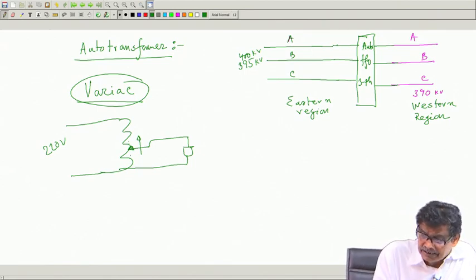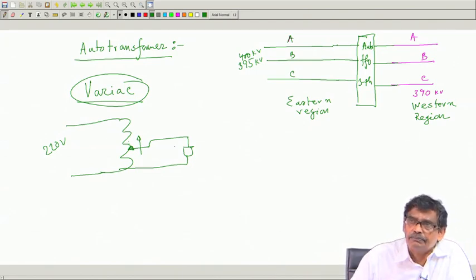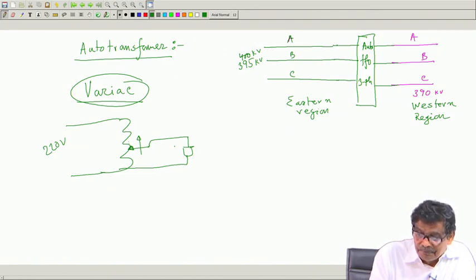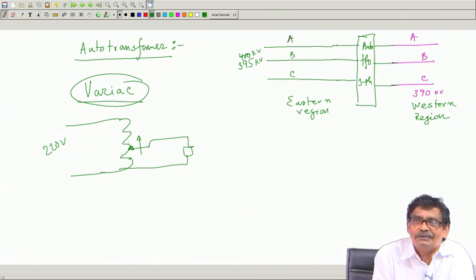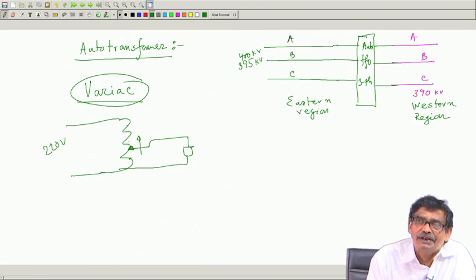The current distribution etcetera we have to find out from whatever analysis we have done, no doubt about it. But while making this variac, do you think the cross sectional area of this portion is less than the cross sectional area of this portion? No, because you do not know where it will be operating. So, this must be understood.